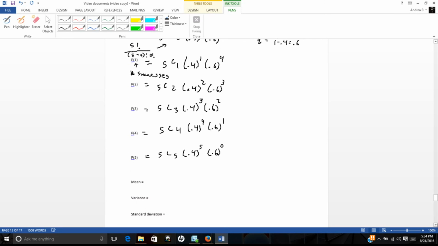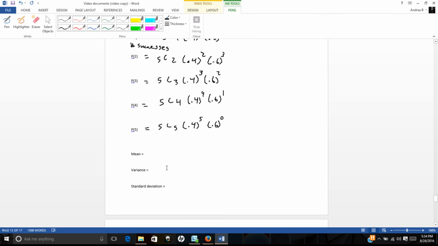And then to find your mean, variance, and standard deviation here, we have a little shortcut that we can use. Whenever we're dealing with the mean, it's going to be equal to your n times p, where n is the number of people that we're talking about. In this case, we had 5 students, and then the probability of success is your p again. So here in this case, we'd have 5 times 0.4. So if we calculate that out there, we get 2.